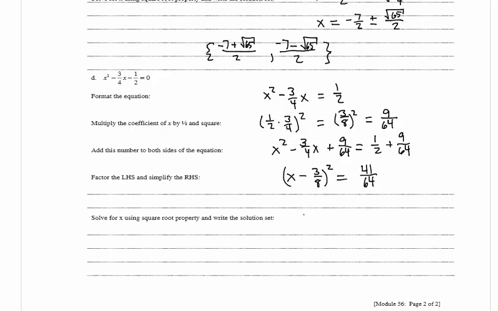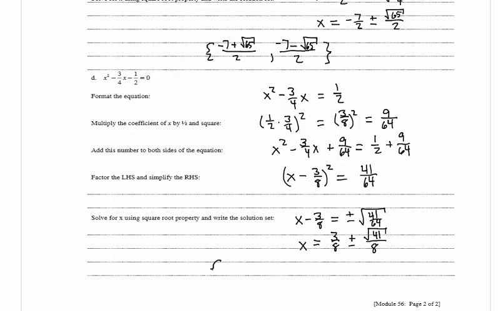And now they want us to solve for x using the square root property and write a solution set. So the first thing we're going to do is take the square root of both sides, and we get x minus 3/8 is equal to plus and minus the square root of 41 divided by 64. And now we're going to add 3/8 to both sides. So we have x is equal to 3/8 plus and minus the square root of 41 over 64, which can be written as the square root of 41 divided by 8.